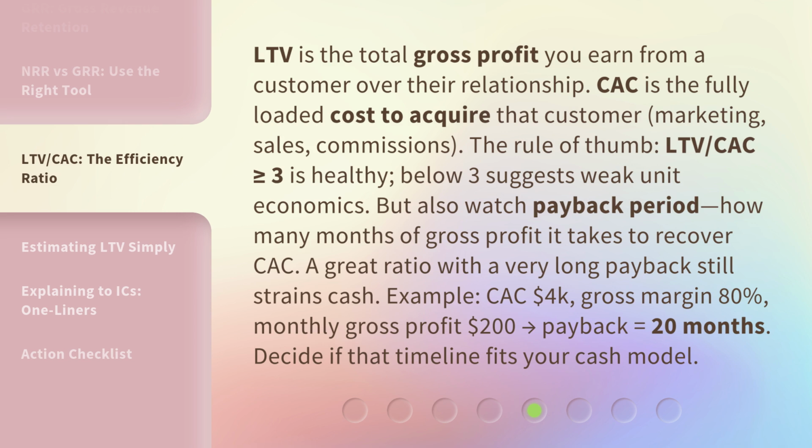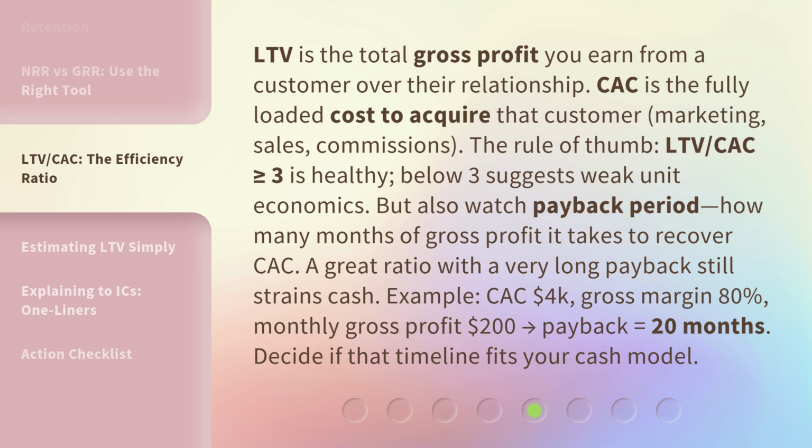LTV is the total gross profit you earn from a customer over their relationship. CAC is the fully loaded cost to acquire that customer: marketing, sales, commissions. The rule of thumb: LTV CAC greater than or equal to 3 is healthy. Below 3 suggests weak unit economics.